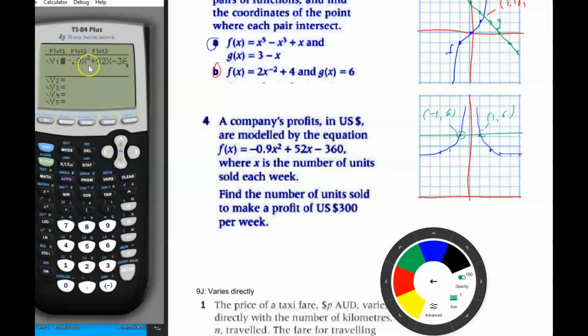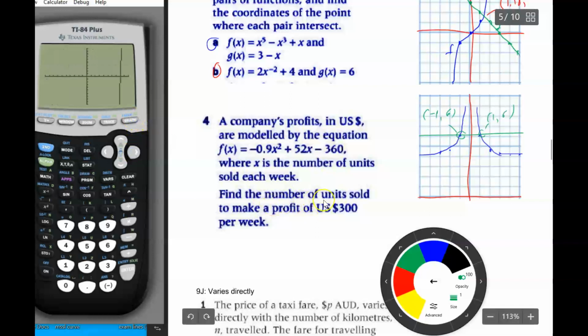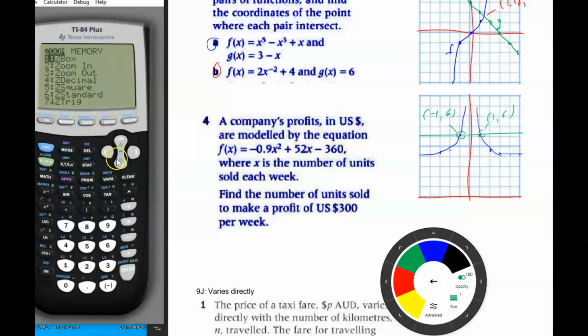So here it is, -0.9x squared plus 52x minus 360, and then we graph, and then we want to find the number of units sold to make a profit of $300 a week. Now, we can't really see this graph right now, but if we do zoom fit, I'm sure we can. And what we need to do is find out when this function is equal to 300.